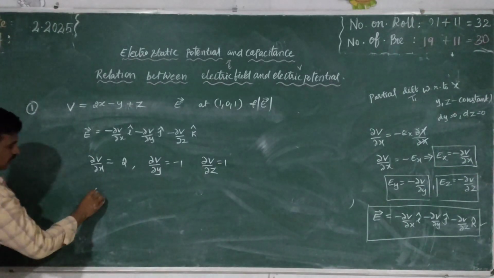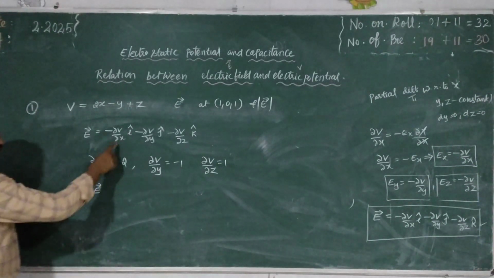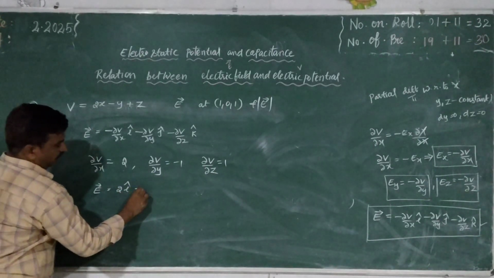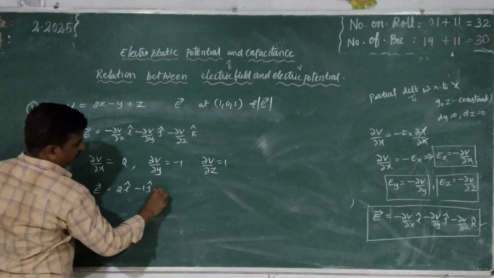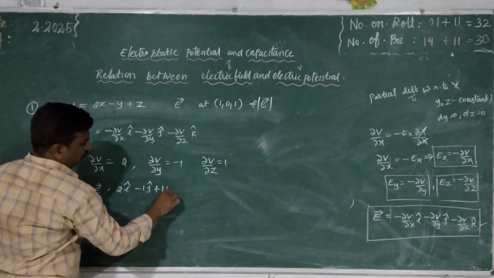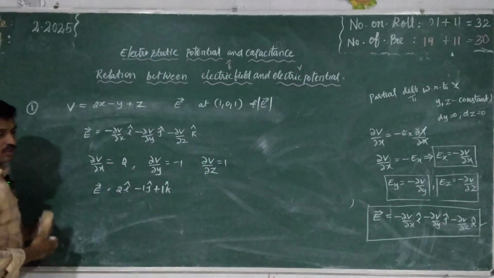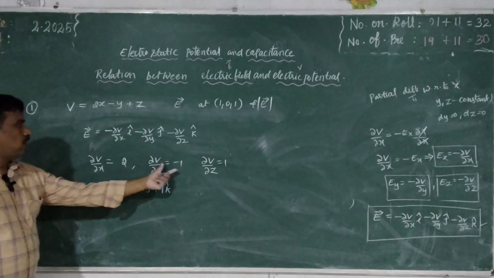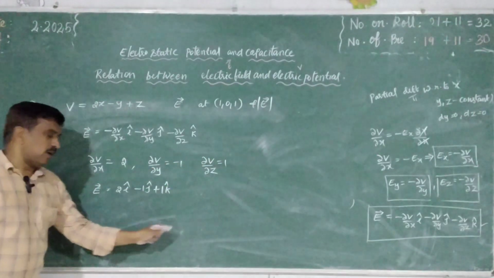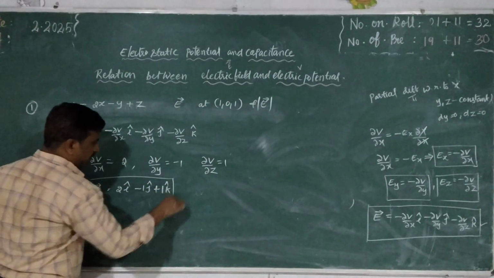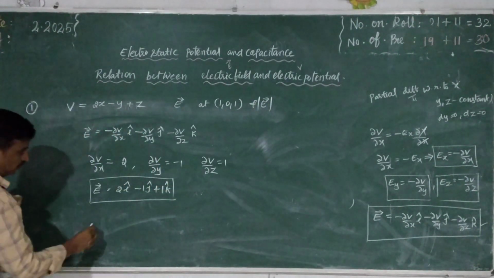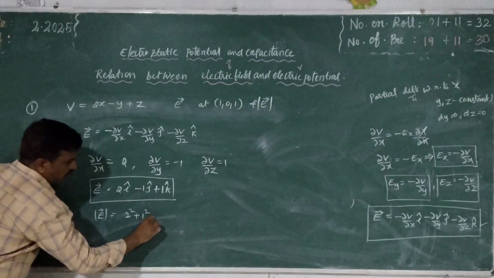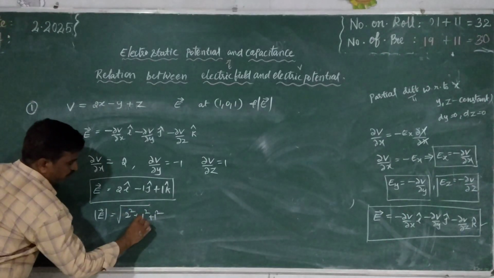So we can write the electric field equal to what? dou V by dou x is 2, so 2 i cap, then minus 1 j cap, and then plus 1 k cap. With the minus common and taken out, we can write E equal to minus of (2 i cap minus 1 j cap plus 1 k cap). This is the electric field due to this potential. So what now? The magnitude of the electric field: 2 squared plus 1 squared plus 1 squared, root of minus 1 whole squared.